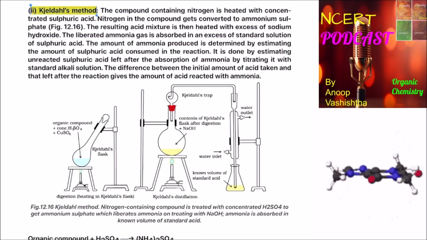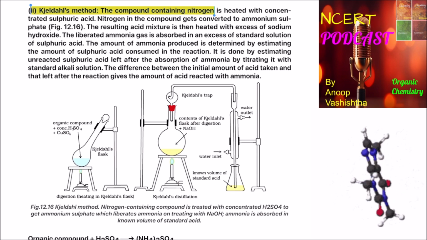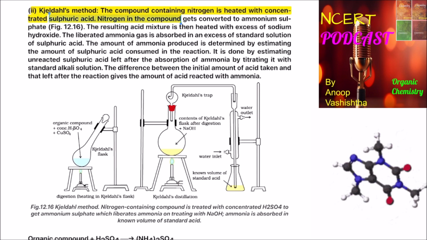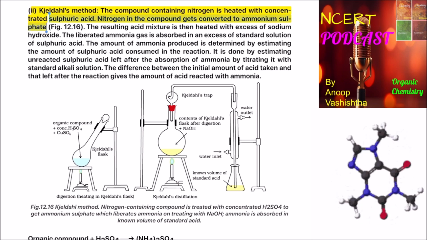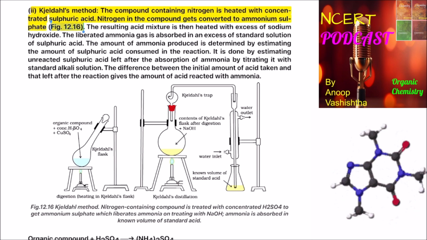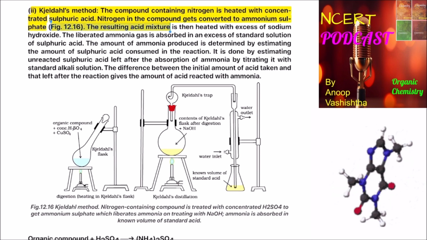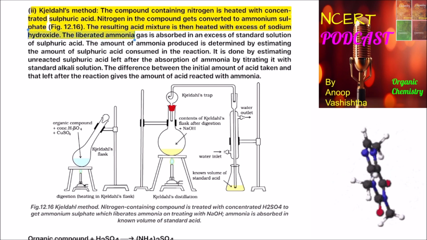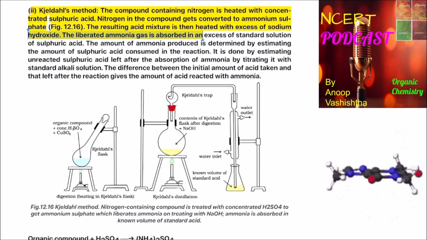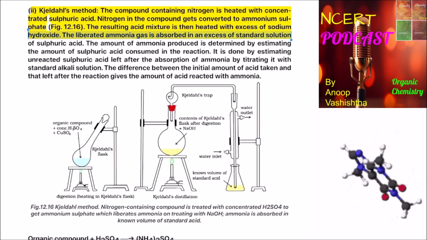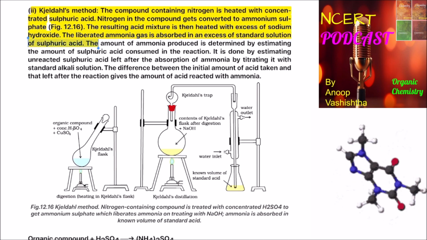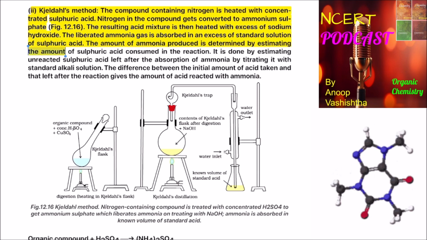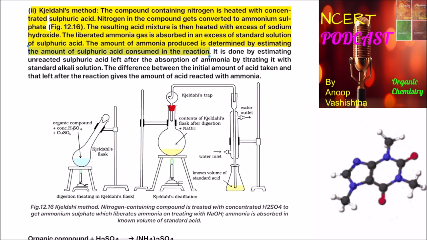Second, Kjeldahl's method. The compound containing nitrogen is heated with concentrated sulfuric acid. Nitrogen in the compound gets converted to ammonium sulfate. Figure 12.16. The resulting acid mixture is then heated with excess of sodium hydroxide. The liberated ammonia gas is absorbed in an excess of standard solution of sulfuric acid. The amount of ammonia produced is determined by estimating the amount of sulfuric acid consumed in the reaction.